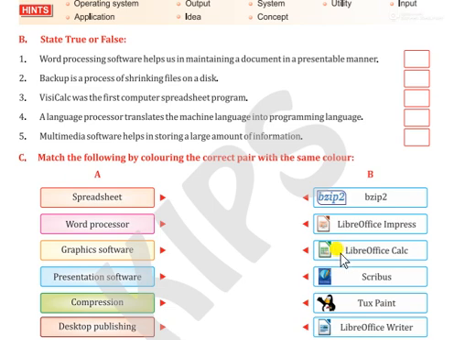Then to move further, the second one, word processor. Word processing can be done by using LibreOffice Writer. LibreOffice Writer is a software that is used for word processing. So your second one will go with the last one.